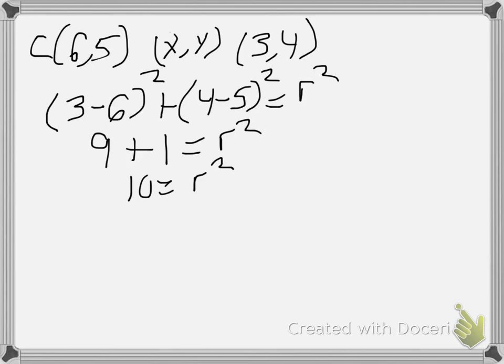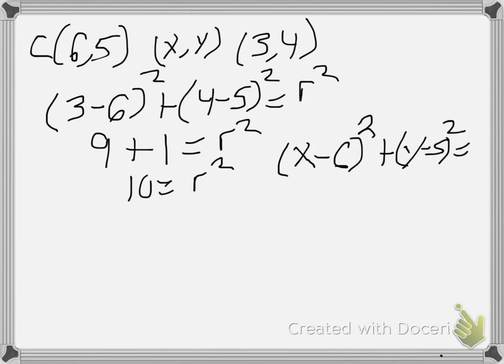So what is the formula then? Well, let's just take out the x and y and put it back in standard form. I have (x minus 6) squared plus (y minus 5) squared is equal to 10. Please do not square that r. Do not square that 10. That would be incorrect. Remember, this was r squared, so just leave it as 10.